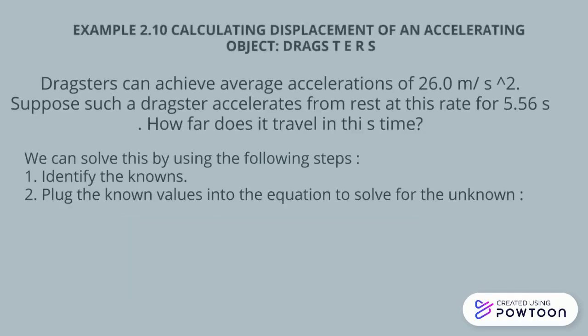For example, a dragster can achieve average accelerations of 26 meters per second squared. Suppose such a dragster accelerates from rest at this rate for 5.56 seconds. So the question is, how far does it travel in this time? We can solve this by using the following steps.